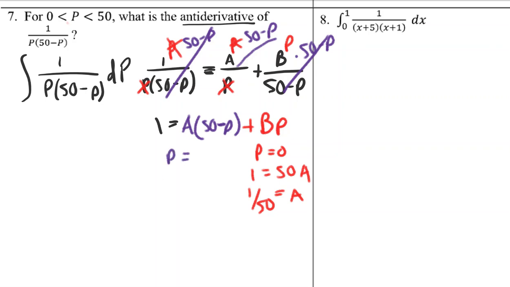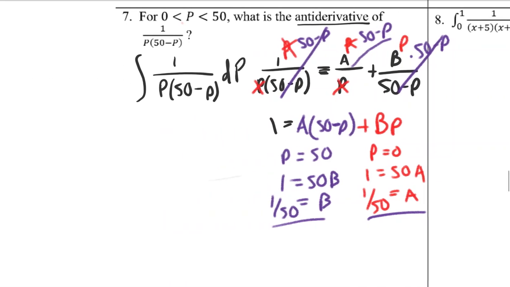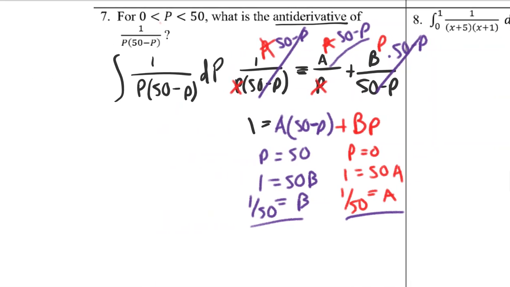Or I could set p equal to 50, which makes the a's go to 0, and that would leave me 1 equals 50b, and therefore b is 1/50th. Now, hopefully you've worked enough questions at this point to know that that's just a coincidence. It doesn't have to happen. These a and b values are not usually the same. Don't assume they're the same. Don't just do one and assume the other one's the same thing. That just happens to be with this case.